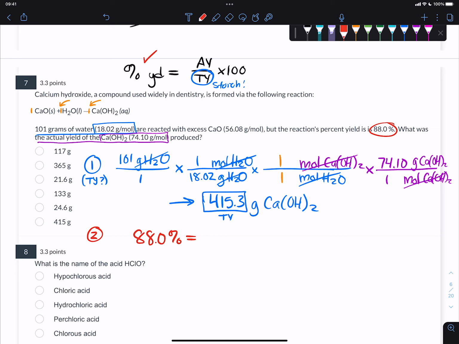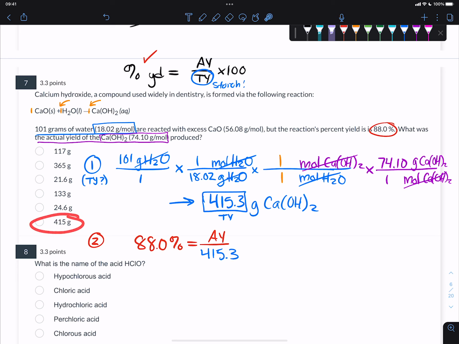It's equal to the actual yield, which is what we care to find. That's what you're looking for. It's equal to the actual yield divided by the theoretical yield, which we actually just found as 415.3-ish. Notice that 415 is an answer choice. That's a gotcha thing. If somebody were to do the stoichiometry and think, oh, there it is, that's how many grams of calcium hydroxide I could make with an 88% yield. That's not true. This is the theoretical yield. Don't choose that answer.